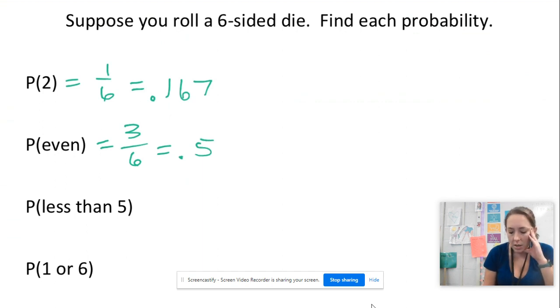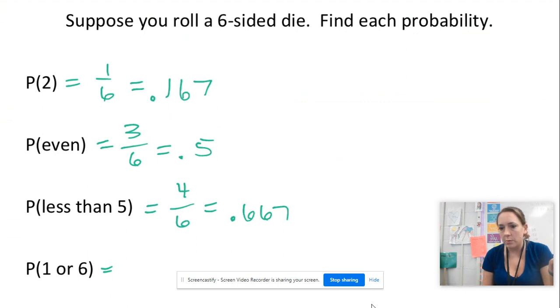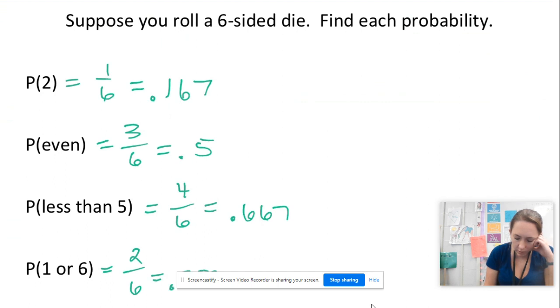Probability of getting less than 5. There are 4 numbers less than 5 on a 6-sided die. So that would be 4 out of 6, or 0.667. And the probability of getting a 1 or a 6 is, well, there's 2 numbers that are 1 or 6, 1 and 6. So that's 2 out of 6, which is 0.333.